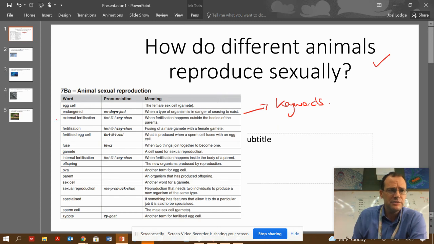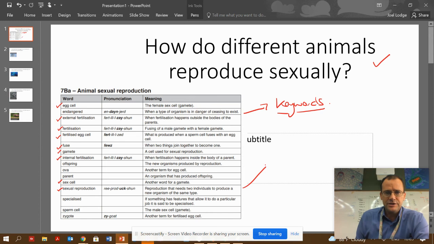There are a lot of them, and we're going to be looking at these in particular: egg cell, fertilization, fusion, gametes, sex cell, sexual reproduction, sperm cell. The ones with the ticks next to them are the important keywords, and we should have those in our notes.